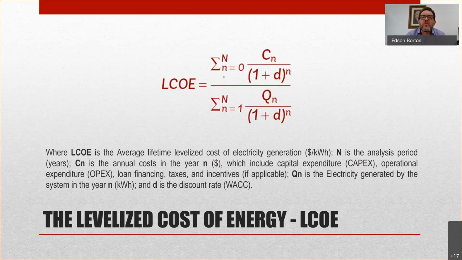Here in the numerator, you have the estimation of costs from n equal to 0 to the lifespan of the alternative you are evaluating. So you have here the cost, but the cost is the summation of all the costs of that asset: investment costs, and maintenance and operation costs.